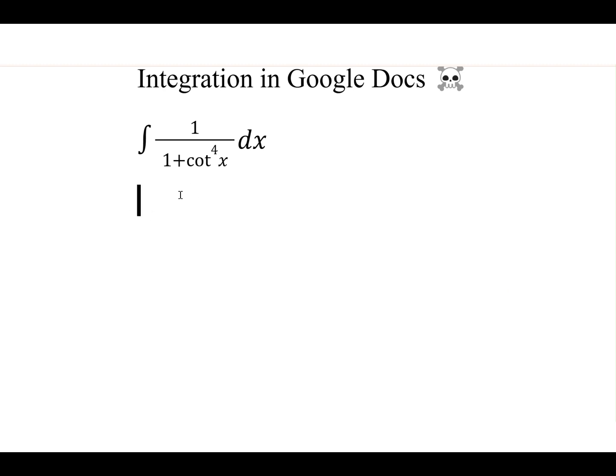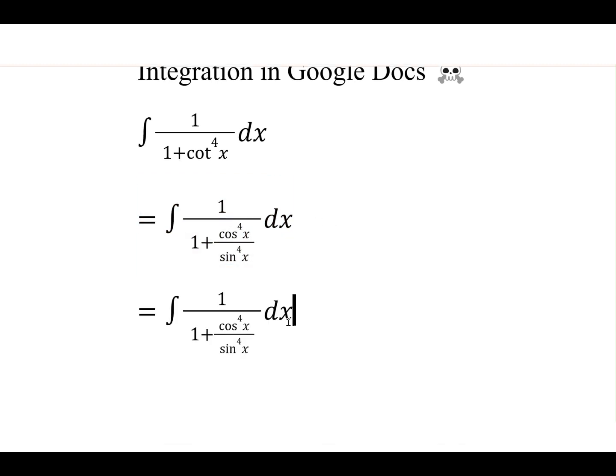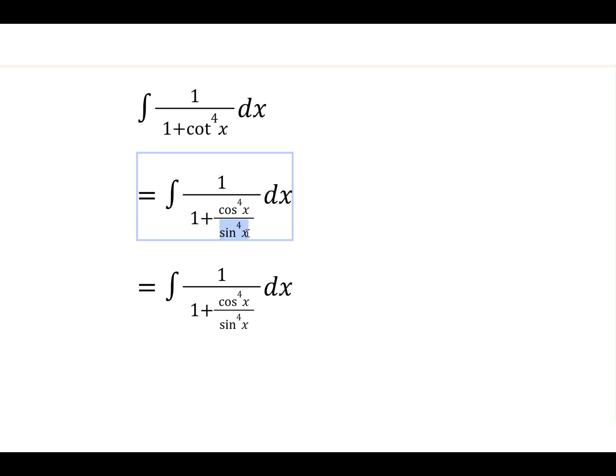So firstly, we see this cot and it kind of makes sense to write it as just cos over sine because we don't really want to deal with the cotangent. So this would just be cos to the 4 over sine to the 4. Okay, pretty simple to start off with. And then it also makes sense to multiply by sine to the 4.